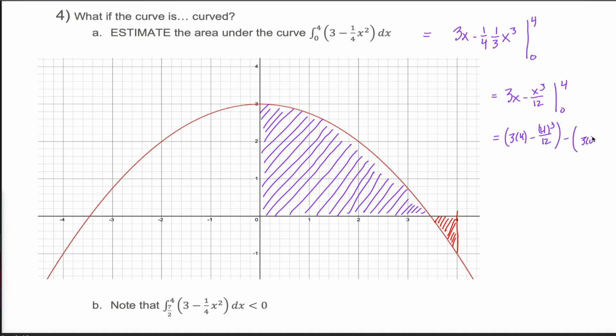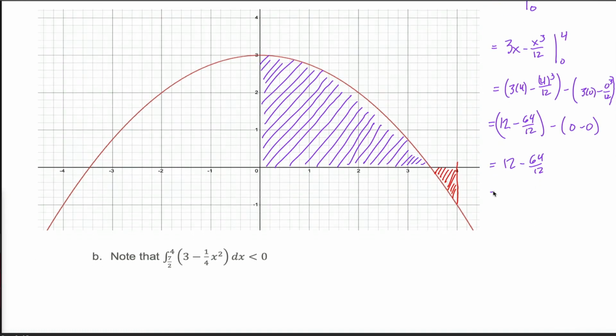I have to subtract from that this thing evaluated at 0. So 3 times 0 minus 0 cubed divided by 12. A little bit low on room, but really it doesn't matter because this is going to be super easy. This whole thing is just going to end up being equal to 0. Over on this side, I got 3 times 4, so I got 12, minus 4 cubed is 64, so I got 64 over 12. And from this difference, I want to subtract. Let's see, 3 times 0 is 0, minus 0 cubed is 0, and 0 divided by 12 is 0. It's just 0. So my answer is just 12 minus 64 over 12.